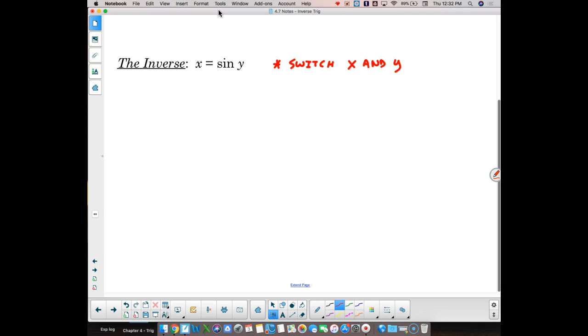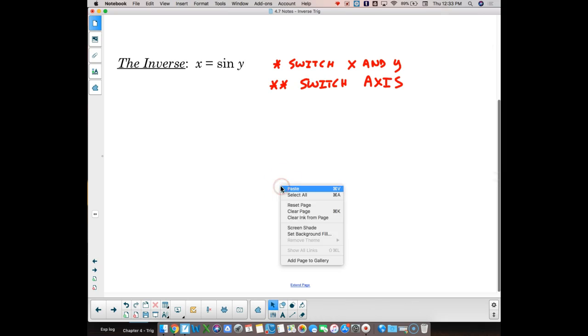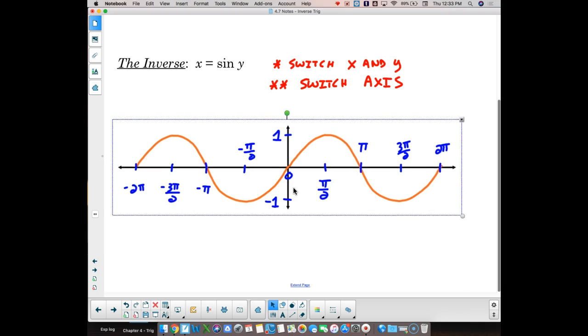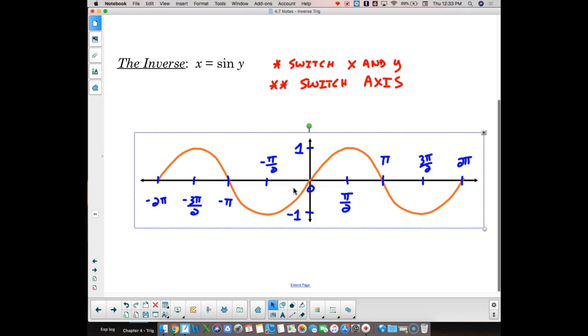So that means what switches on a graph? If I'm switching x and y, what switches on a graph? My axes switch, right? So that creates now, so for me, I'm going to go like this. Okay, so there is my graph. Make sure I'm on the right one. So if I switch, my x-axis, which is my horizontal axis, becomes my y-axis, right?